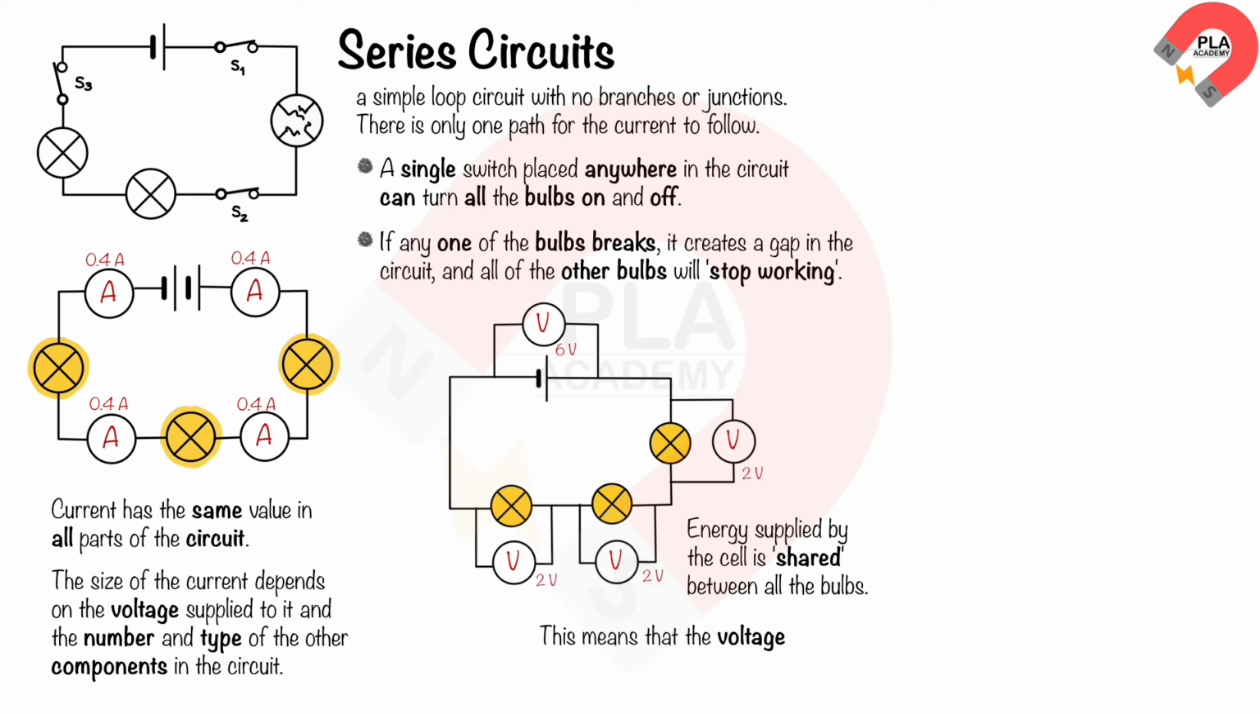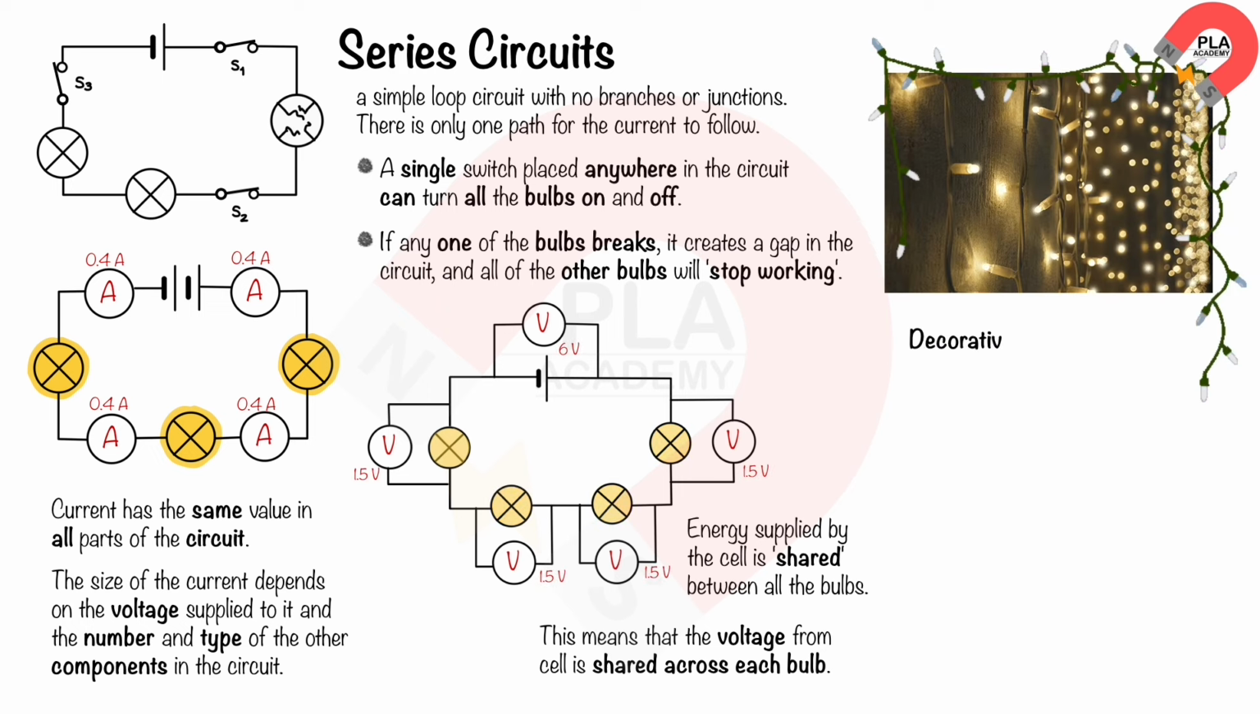This means that the voltage from the cell is shared across each bulb. In a series circuit, the sum of the voltage across each bulb is equal to the voltage across the cell. So the more bulbs you add to a series circuit, the less bright they all become. Decorative lights are often wired in series.